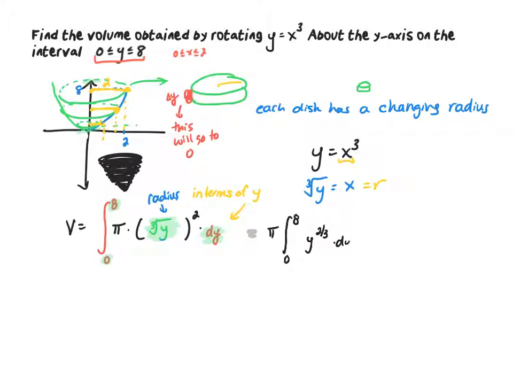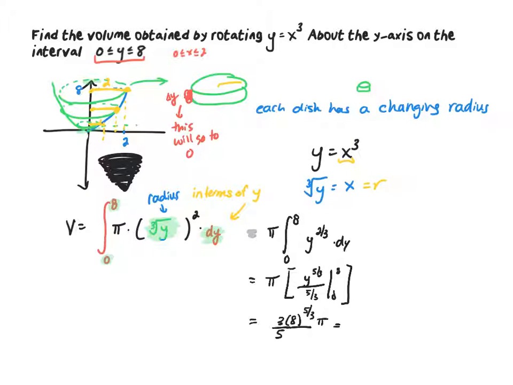And then times dy, which will give us pi. We can evaluate this integral by adding 1. So that's where we get the 5/3, all divided by 5/3, and we're evaluating that from 0 to 8. And then from here, again, I'm just going to rewrite this as 3/5, and we're going to evaluate 8 to the 5/3 power, and then we distribute that pi.